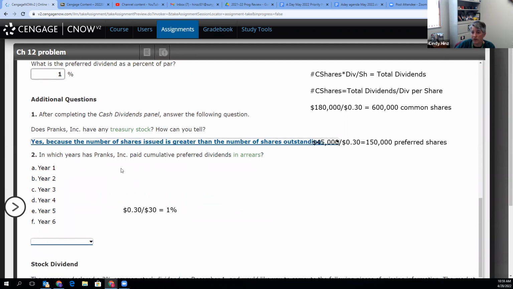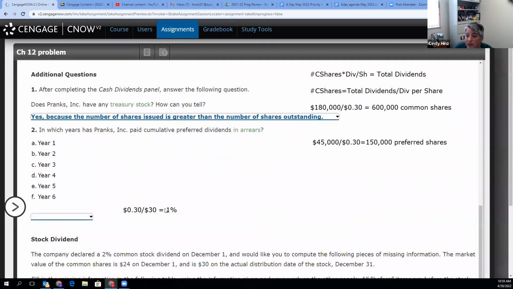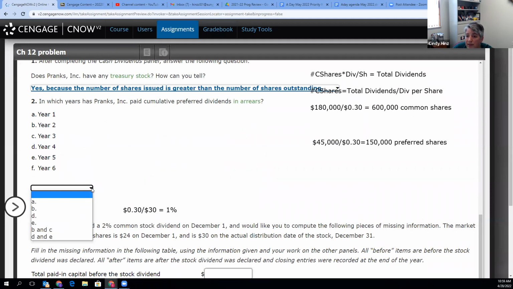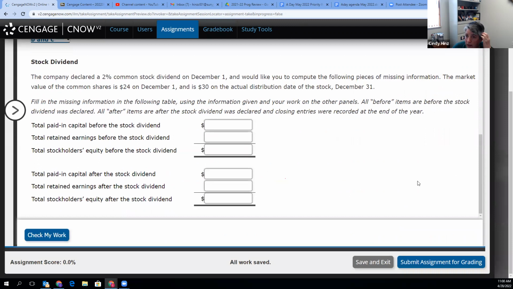For number 2, in which years has Pranks Incorporated paid cumulative preferred dividends in arrears? So they created the dividends in arrears in year 1, and then they paid them in year 2 and year 3 when their total dividends exceeded the 30 cents per share. So that's when they were paying dividends in arrears. So the answer would be B and C. Everybody's good?